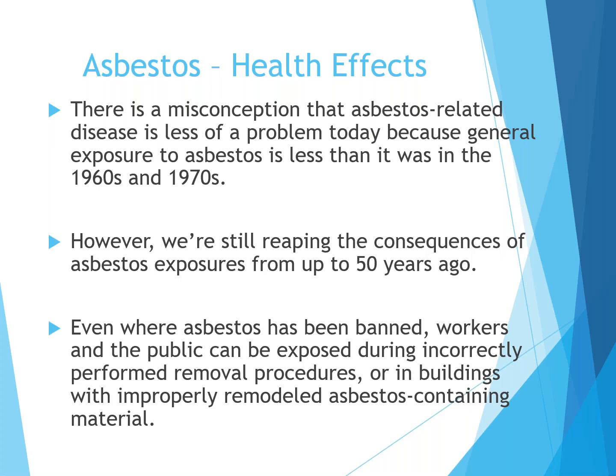Now, that being said, there's a misconception that asbestos-related disease is less of a problem today because there is less asbestos than there was in the 1960s and 70s. However, we're still reaping the consequences of asbestos exposures from up to 50 years ago. And again, these materials were used predominantly in homes. We'll get to the history on that, when it was used, when it stopped being used, as well as the recent regulations that have changed how that's being viewed. So even where asbestos has been banned, workers and the public can be exposed during incorrectly performed removal procedures or in buildings with improperly remodeled asbestos-containing material.